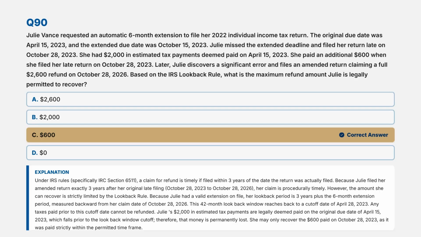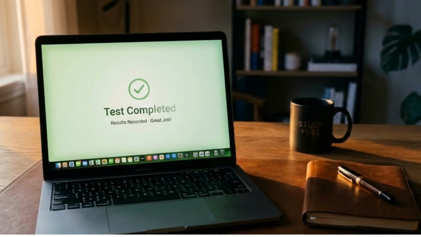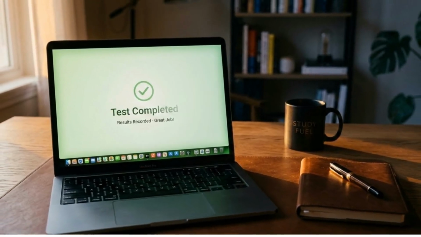Any taxes paid prior to this cutoff date cannot be refunded. Julie's $2,000 in estimated tax payments are legally deemed paid on the original due date of April 15th, 2023, which falls prior to the lookback window cutoff. Therefore, that money is permanently lost. She may only recover the $600 paid on October 28th, 2023, as it was paid strictly within the permitted time frame. And that officially wraps up Domain 1 completely.